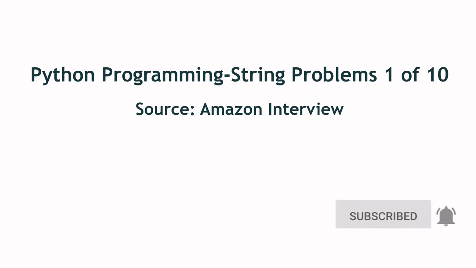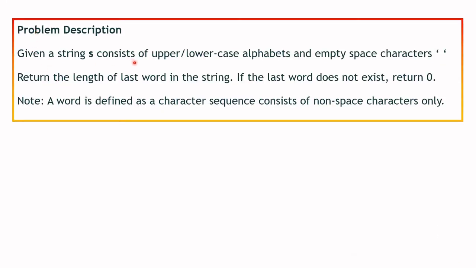Okay, let's move on to the problem. Given a string consisting of upper or lowercase alphabets and empty spaces, return the length of the last word in the string. If the last word does not exist, return 0. Note, a word is defined as a character sequence consisting of non-space characters only.